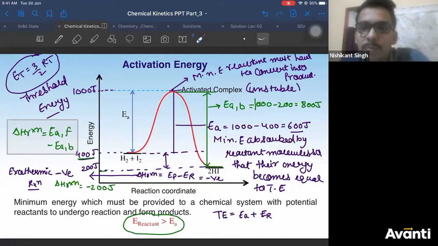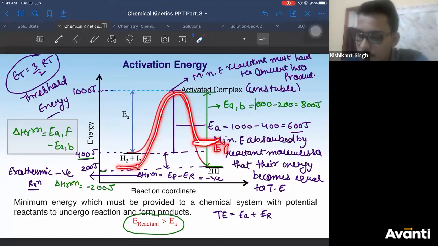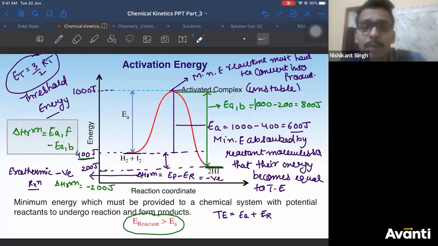If the answer comes in positive... the answer will not come in positive if it's an exothermic reaction. If the answer comes in positive, the graph should be like this. It should be an endothermic process. Product energy should be greater than reactant energy. You should have an endothermic graph. Then only enthalpy will come out to be positive.